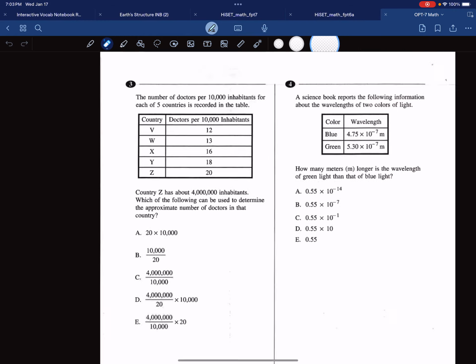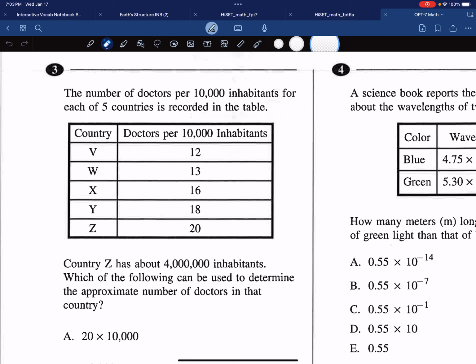Number 3. The number of doctors per 10,000 inhabitants for each of 5 countries is recorded in the table. So the first column lists the countries for me, and the next column tells me how many doctors are in each country for every 10,000 residents, inhabitants.